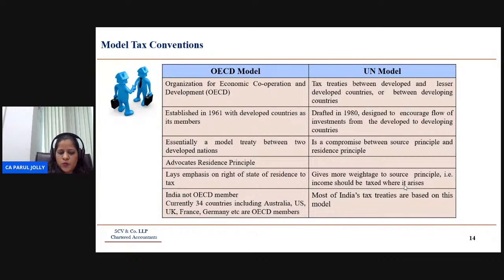The other model is the UN model, which is basically for treaties between developed and lesser developed or developing countries. This model was drafted in 1980. It is basically a compromise between the source principle and the residence principle, though it gives more weightage to the source principle. That is, it advocates the principle that income should be taxed where it arises, and most of India's treaties are based on this model.